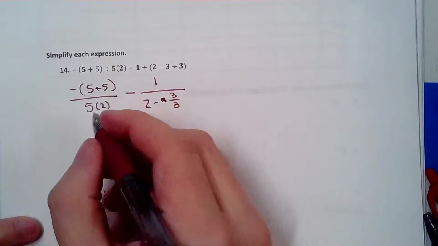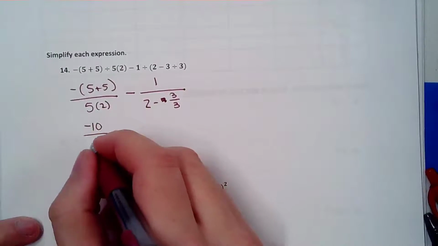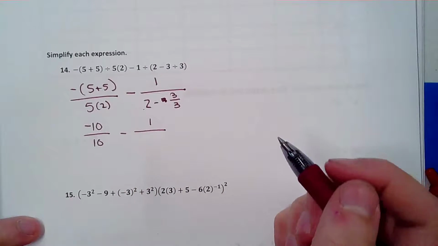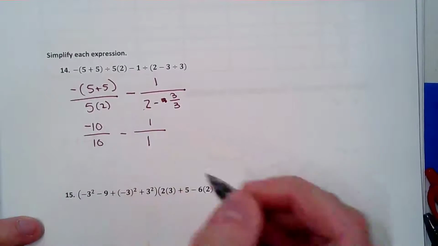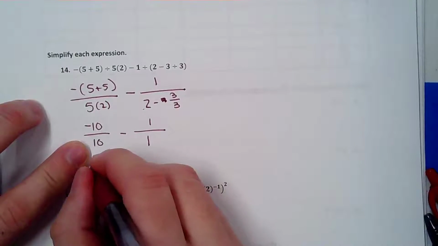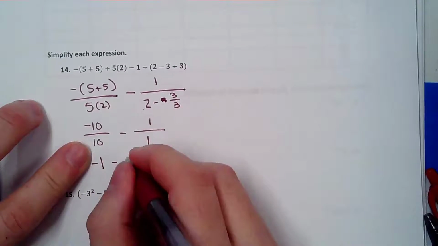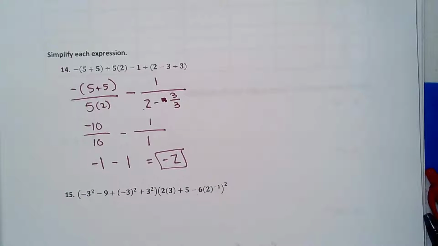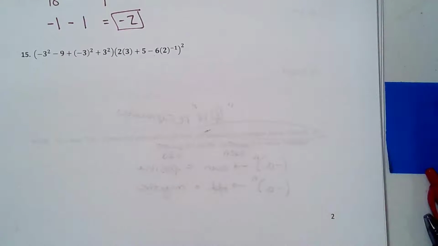So now we have negative 5 plus 5, that's negative 10. And then we have 5 times 2 is 10. Minus 1, what's 2 minus 3 thirds? 1. It's 1, because 3 thirds is 1, 2 minus 1 is 1. So we have negative 10 divided by 10, negative 1, minus 1 divided by 1, 1, negative 2. That's what I do with division bars. Of course, it can still be dangerous, like I pointed out. You got to separate the terms. You got to know when it's not under there anymore, right? But that's the idea.